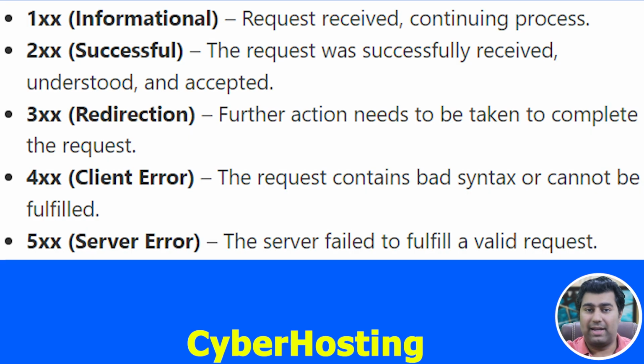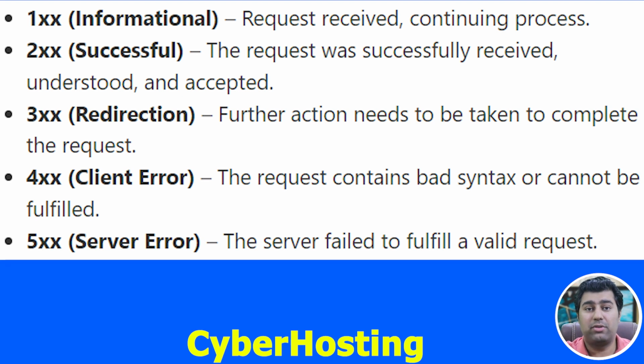The classes are as follows: 1xx, which is informational, meaning request received, continued processing. 2xx, successful, meaning the request was successfully received, understood and accepted. 3xx, which means redirection, further action needs to be taken to complete the request. 4xx, which is client error, meaning the request contains bad syntax or cannot be fulfilled. 5xx, server error, meaning the server failed to fulfill a valid request.